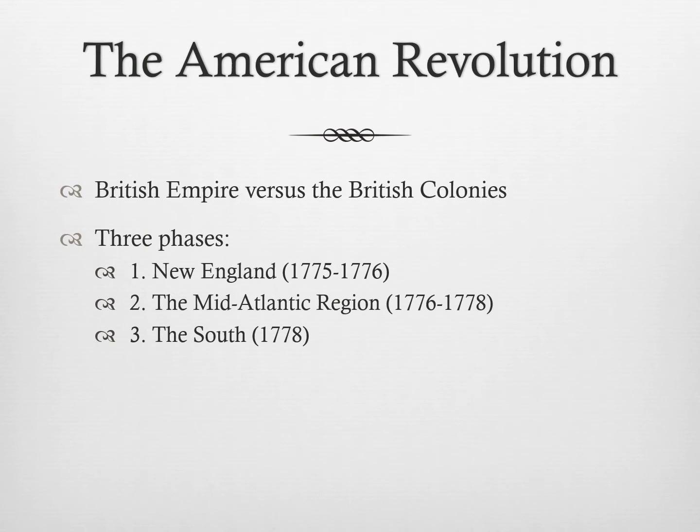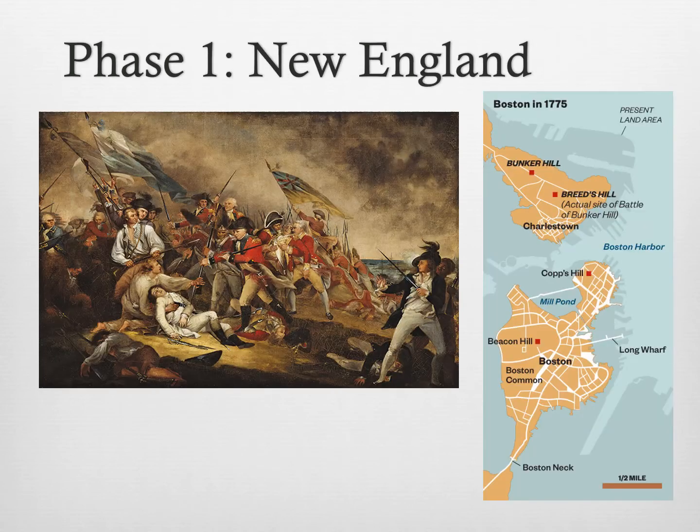Now, when you look at the American Revolution War, it's broken into 3 phases. You have phase 1, 2, and 3. The first phase is regarding New England. The second phase is about the Mid-Atlantic region, and the third is the South. So it begins really in the Boston, New England area, and then it slowly moves down the coast. And so let's go ahead and get started. So we're going to talk about phase 1.